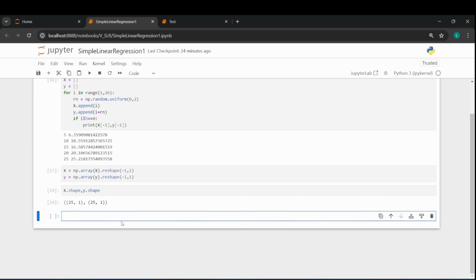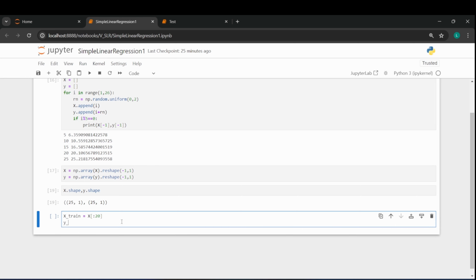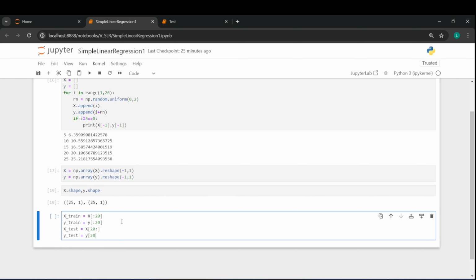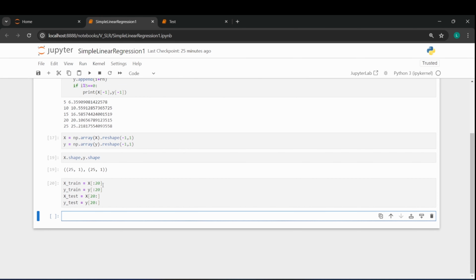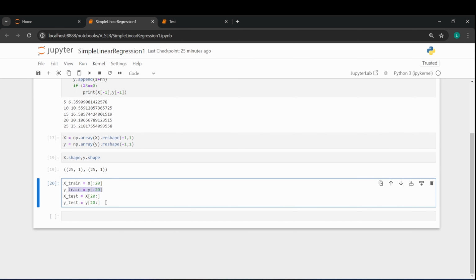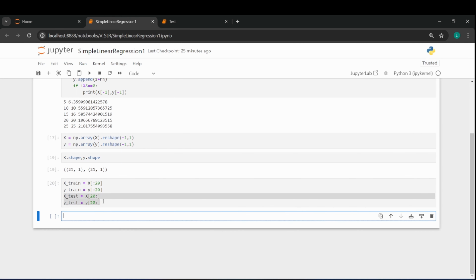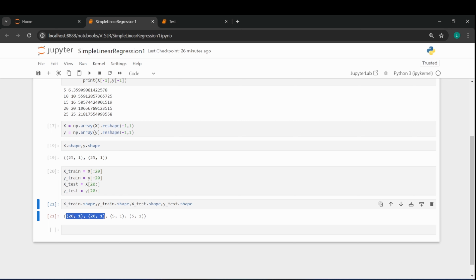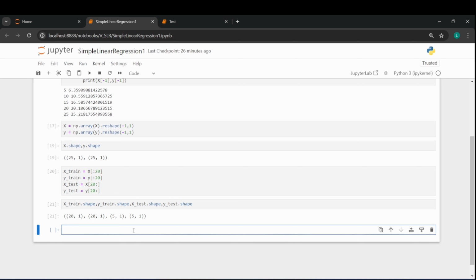Now let's split this data into test set and training set. Let's go for 20 objects in the training set and 5 objects in the test set. So I have taken the first 20 objects into the training set and then the remaining into the test set. Let's also print their shapes to see how they look. Okay, we got our two-dimensional arrays with 20 elements in the training set and the remaining 5 elements in the test set. Now let's also visualize these points in a 2D graph.